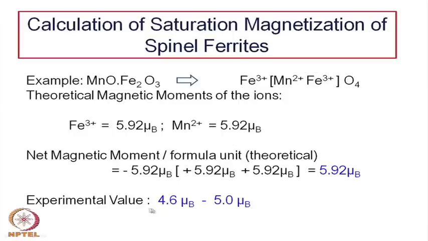And the experimental value in fact is close to that, but it is slightly different. Instead of 5.92, it actually varies between 4.6 to 5.0. Of course, all these variations are there primarily because of different extraneous factors. So, this is one way to calculate, in a very simplified form, the expected magnetic moment of these kinds of systems.